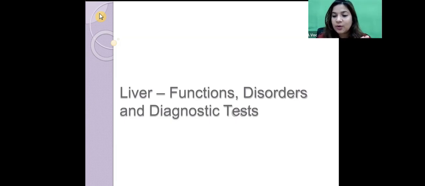Hello, students. The topic of today's online session is the liver function test. In this class, we'll be talking about the liver: what it is, what its function is, how it performs its vital functions in the body, what disorders are related to it, and the diagnostic tests performed in the laboratory to check whether the liver is performing well or if there is any disease or disorder associated with it. So, without delay, let's start today's session.